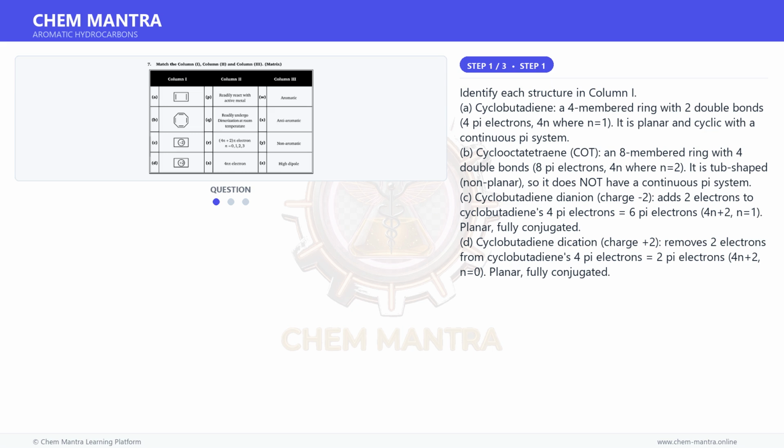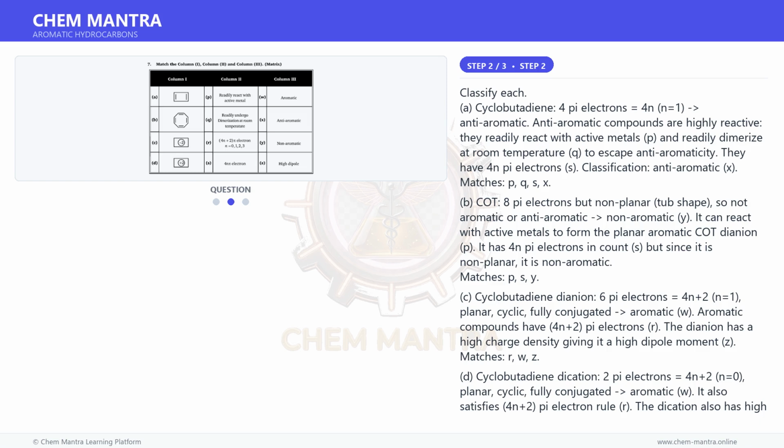C. Cyclobutadiene dianion, charge -2 adds 2 electrons to cyclobutadiene's 4 pi electrons, which equals 6 pi electrons, 4n plus 2, n equals 1. Planar, fully conjugated. D. Cyclobutadiene dication, charge +2 removes 2 electrons from cyclobutadiene's 4 pi electrons, which equals 2 pi electrons, 4n plus 2, n equals 0. Planar, fully conjugated. Moving on to the next step.